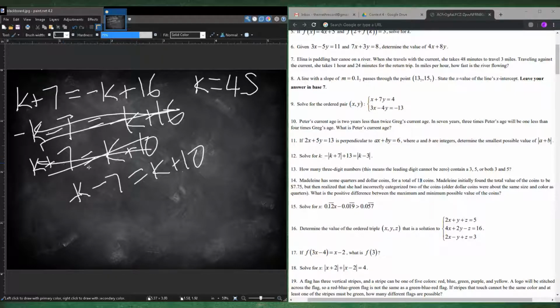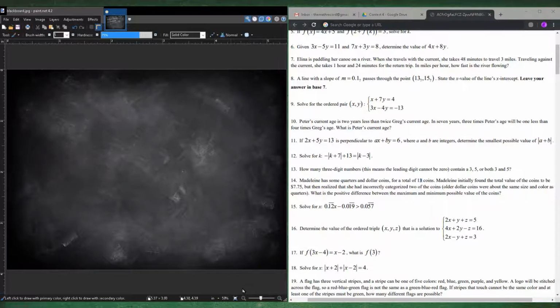Same case here. k plus 7 is equal to k plus 10. If you subtract k from both sides, 7 is equal to 10, which is not true. And you have negative k minus 7 is equal to k plus 10. So basically you have 2k, right? Move the 7 and 10 to the other side, so you have negative 17 divided by 2, which is negative 8.5. So k is negative 8.5. So those are your two answers, 4.5 and negative 8.5. You can plug them in to check your answers, but usually they're true. I usually do plug it in just to check that I'm right.